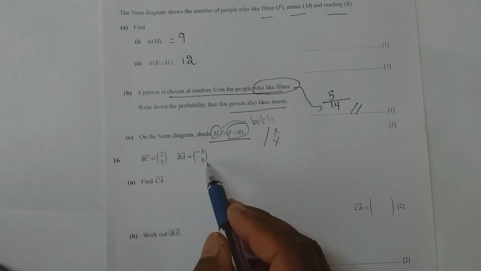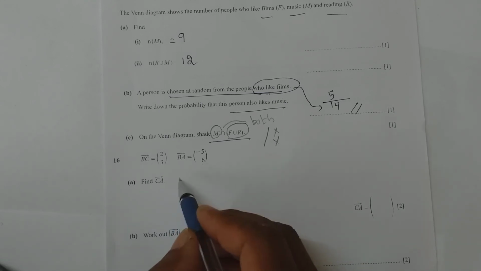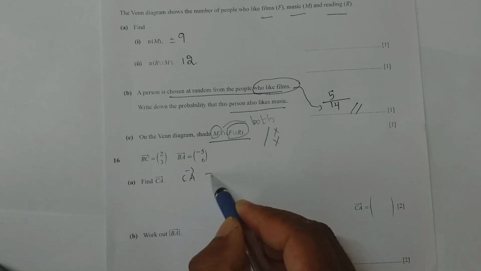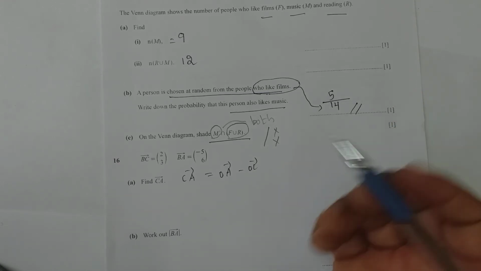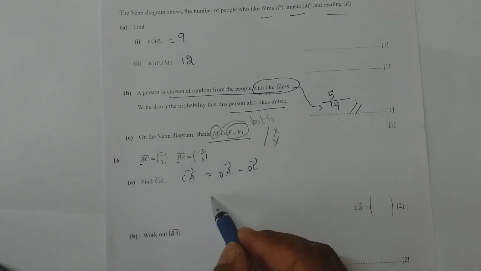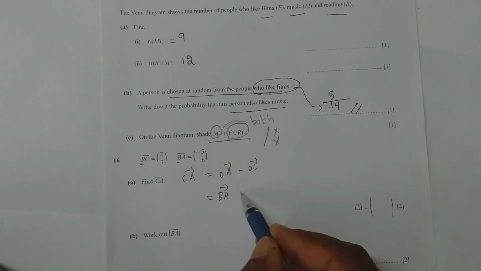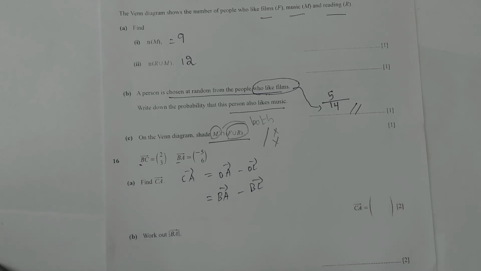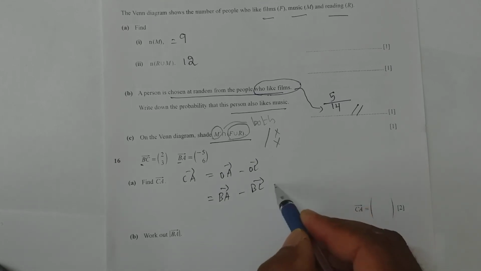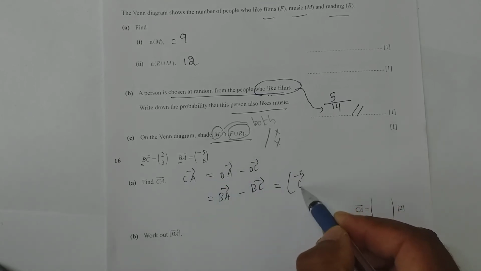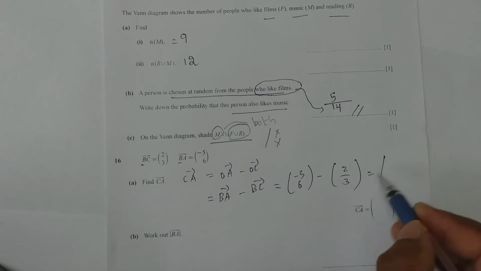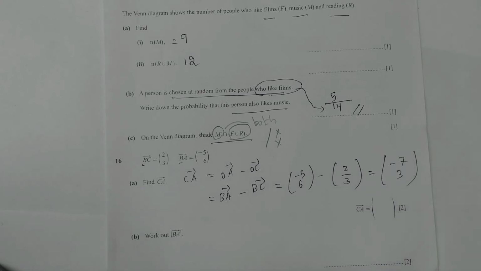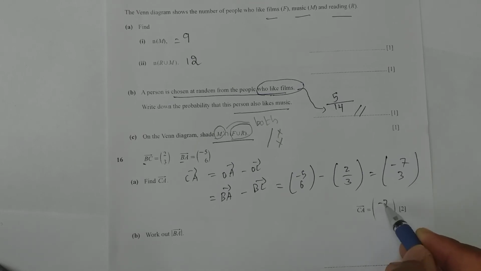BC is equal to this, BA is equal to this. Find CA. In my earlier video, how did I tell that CA can be written as OA minus OC? It could be any point, since here you have B, so in place of O, I can place B. So BA minus BC. Okay, let's start. How much is BA given? Minus 5 and 6. Minus, how much is BC given? 2 and 3. So how much will it result in? Minus 5 minus 2 is minus 7. 6 minus 3 is 3. So that is your CA: minus 7 and 3.